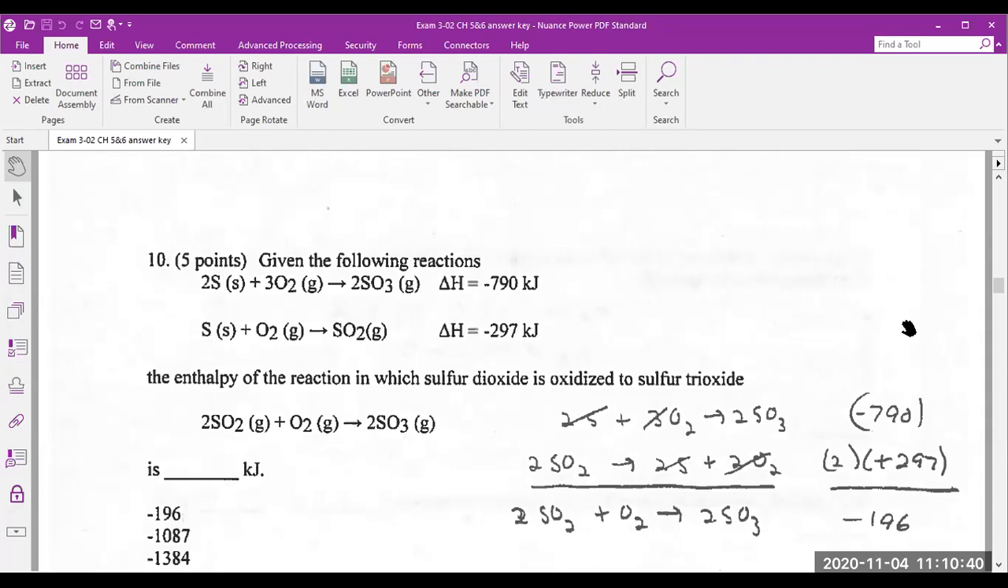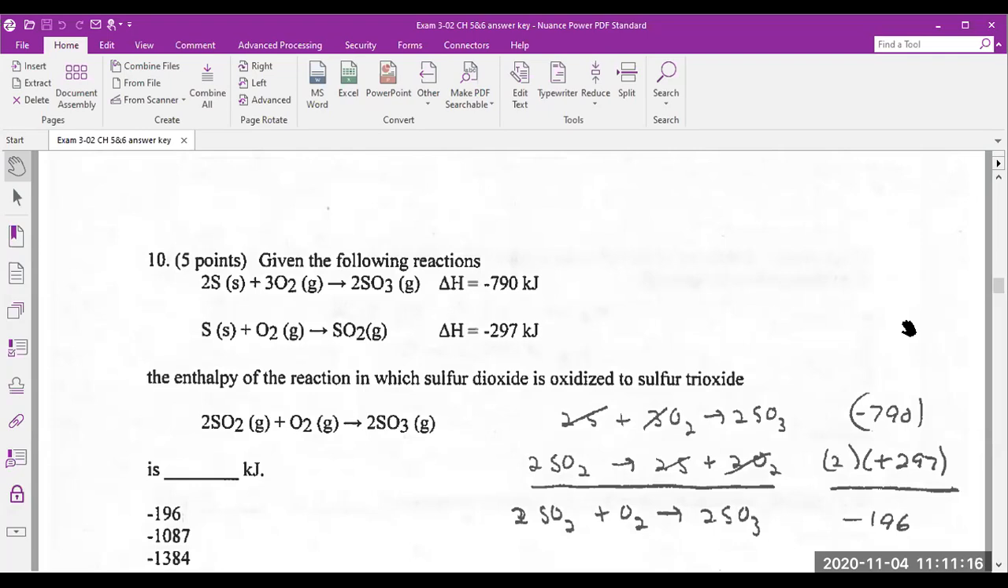So you would have to flip that reaction around. If you flip it around, remember the delta H numerical value doesn't change, just the sign. So now going from SO2 to S plus O2, that becomes a positive 297 kilojoules. We see that we need 2 moles of SO2, and so we need to multiply that reaction by 2. So now we have minus 790 plus 2 times a positive 297, and we get a minus 196 kilojoules as our answer.